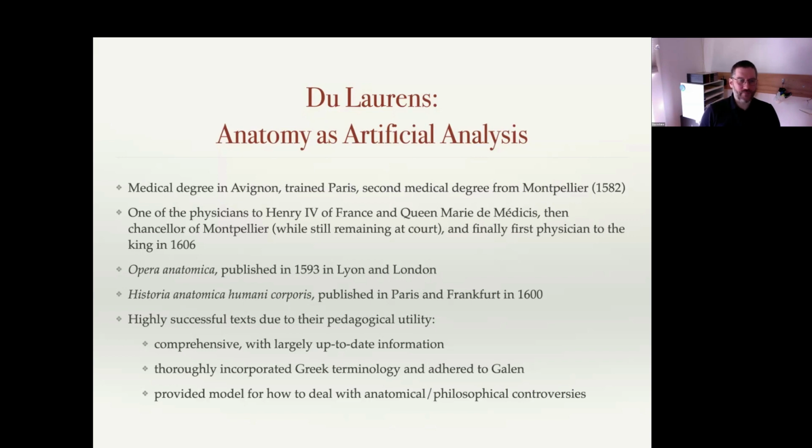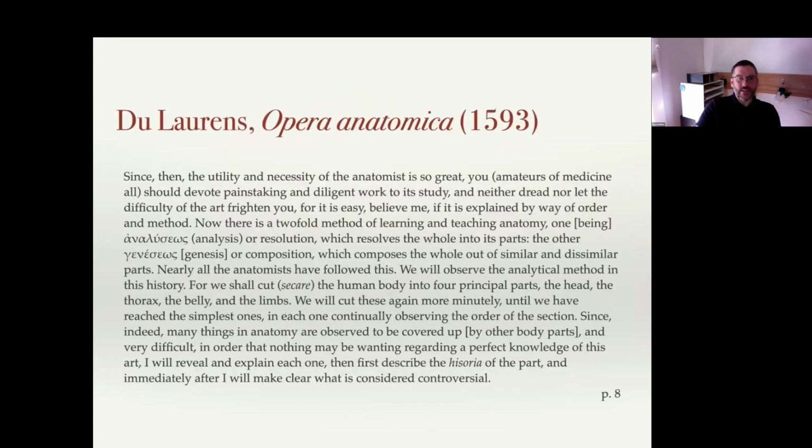And then later into his Opera Anatomica later in the 17th century. So these were highly successful because they were really useful pedagogically. They were comprehensive, had all the Greek terminology, adhered strongly to Galen, defended Galen against the supposed attacks of Vesalius and Falloppio, and provided not a new model, but an old model, but a model for how to deal with anatomical philosophical controversies. So it had this component to it. So what do we see in his first published work on anatomy?